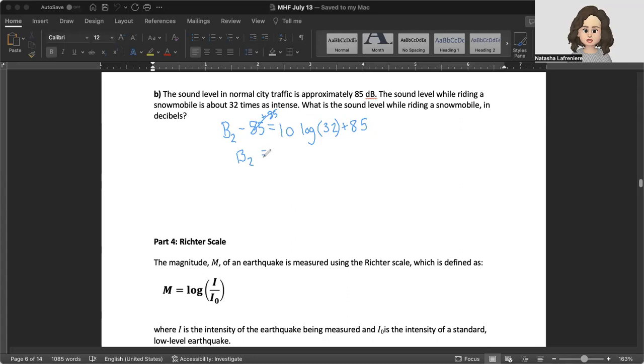So the sound of our snowmobile is our B2. So 10 log of 32 plus 85. If you throw that into the calculator, it gives you about 100 decibels.